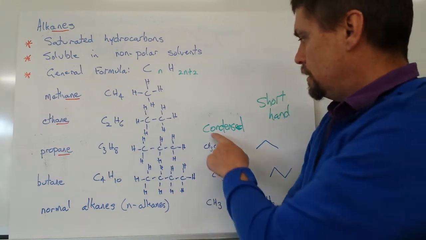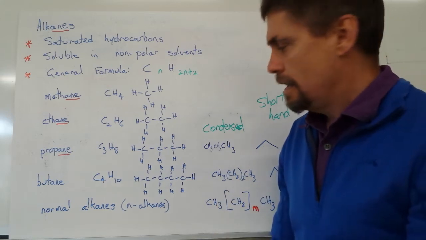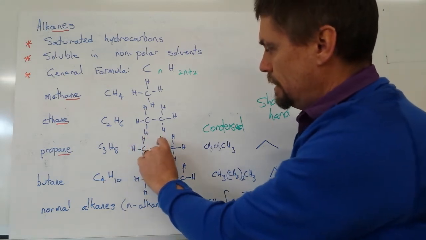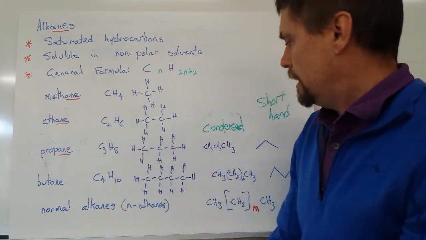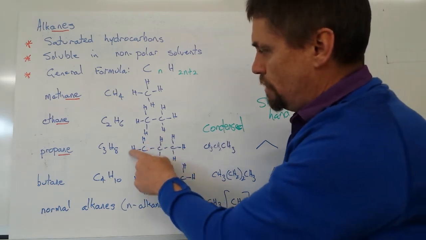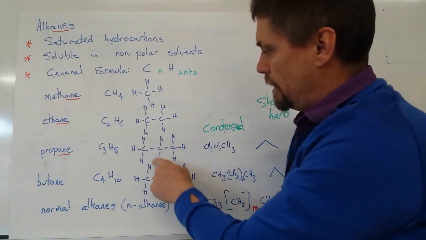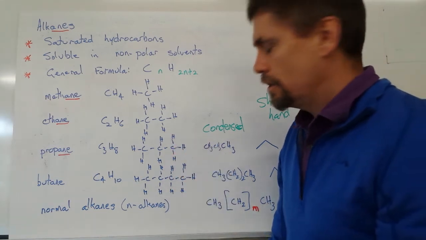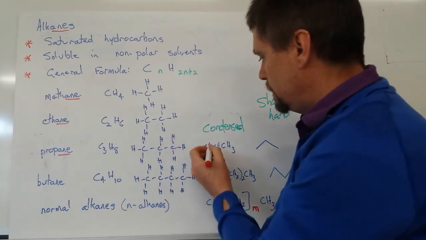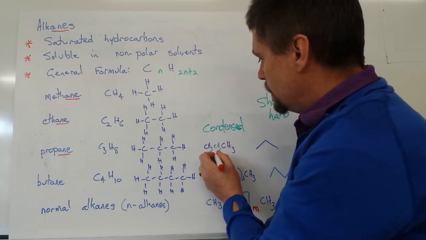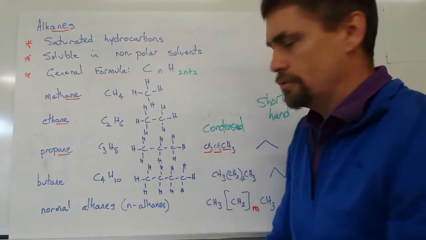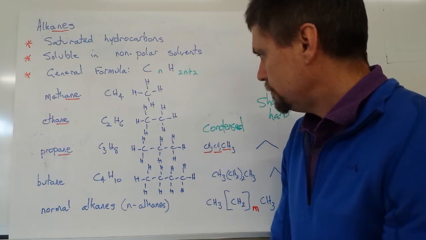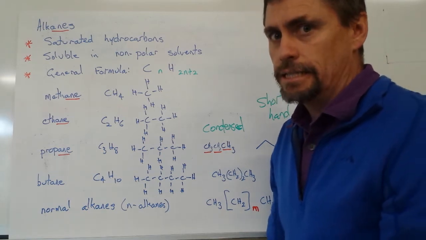Now I've drawn 2 other formulae here for our propane. Our first one is called our condensed formula. And this is where we condense each aspect of the alkane. So we've got a CH3 group here, we've got a CH2 group in the centre, and a CH3 group on the other end. So that's our condensed formula.